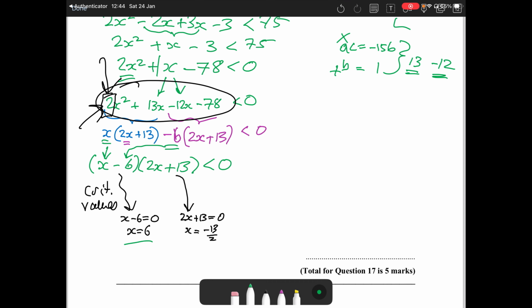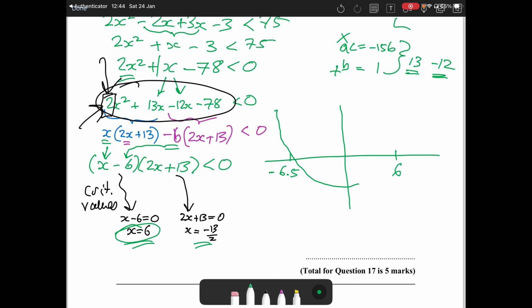So these critical values mean this. It means your smiley face is going to go through the values 6, and you don't have to be accurate here, and minus 13 over 2, which as a decimal would be minus 6.5, sorry. We can use either, it doesn't really matter which. But it would be this classic U shape, because 2x squared is positive.